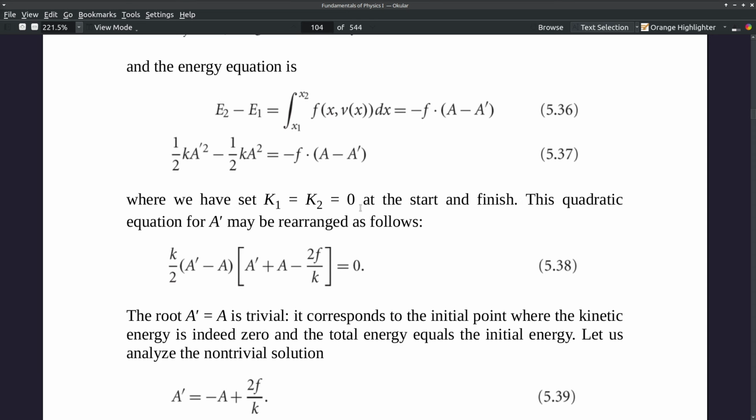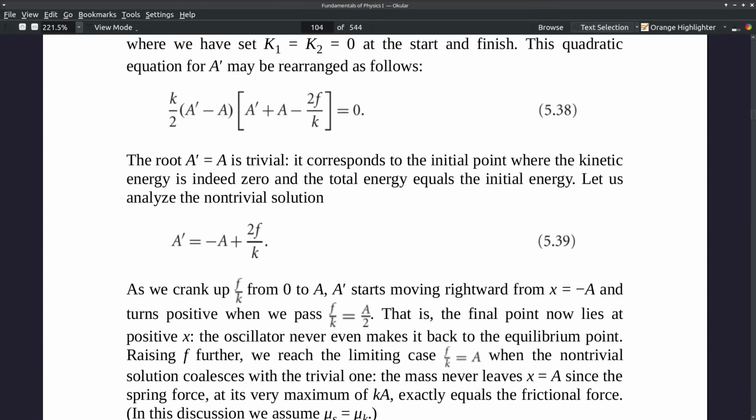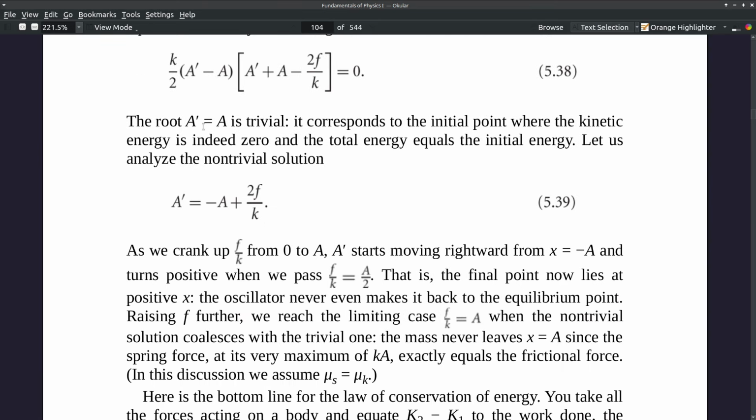This quadratic equation for a prime may be rearranged as follows: k over 2 times a prime minus a, times the bracketed expression a prime plus a minus 2 little f over k, is all equal to 0. Now the root a prime equals a is trivial. That corresponds to the initial point where the kinetic energy is indeed 0 and the total energy equals the initial energy. Let us analyze the non-trivial solution.